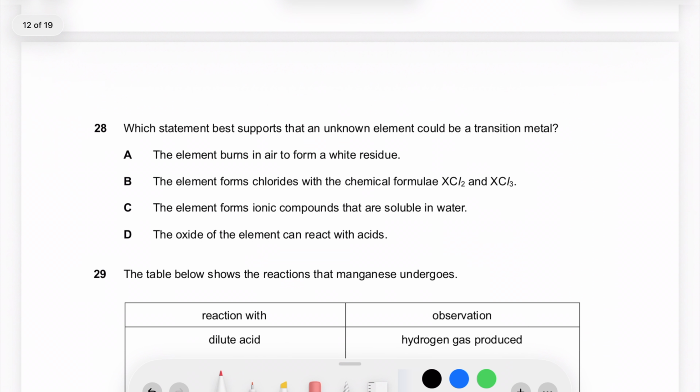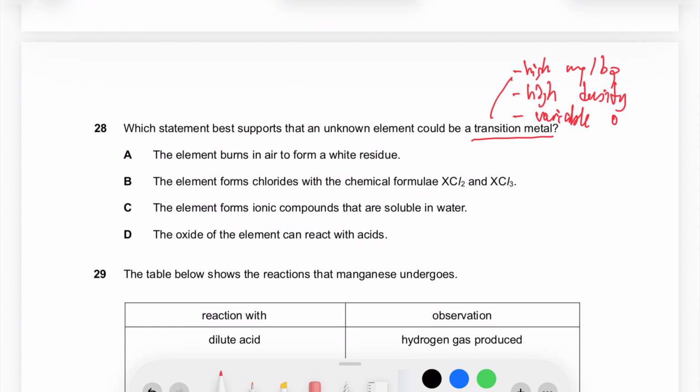Question 28. Which one best explains it could be a transition metal? What are the properties of transition metals? Very high melting and boiling point, high density, variable oxidation states, can be used as catalysts or their compounds, and they form colored compounds. So white is definitely wrong.